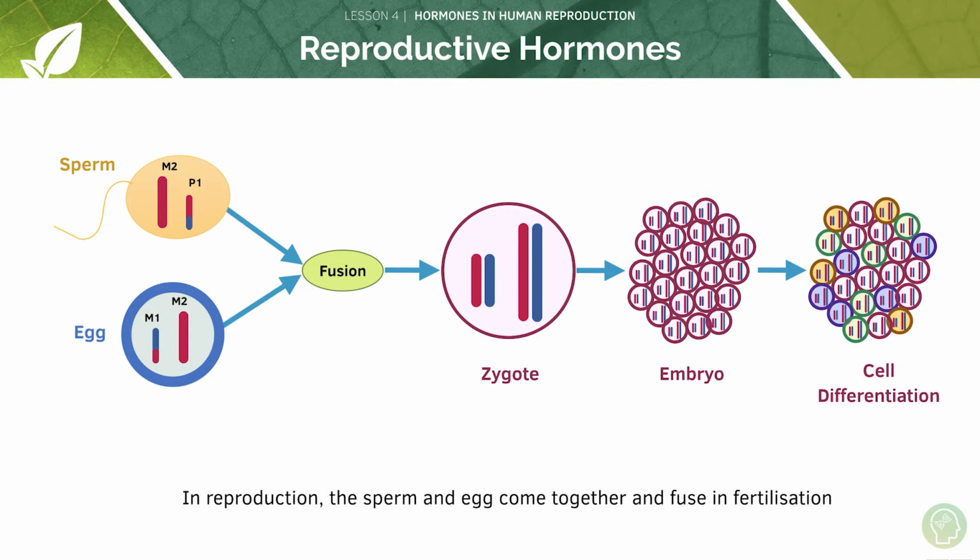Now in reproduction, the sperm and egg come together and they fuse in fertilisation to form a zygote. This zygote then divides via mitosis to form an embryo, and ultimately the cells in the embryo undergo cell differentiation.